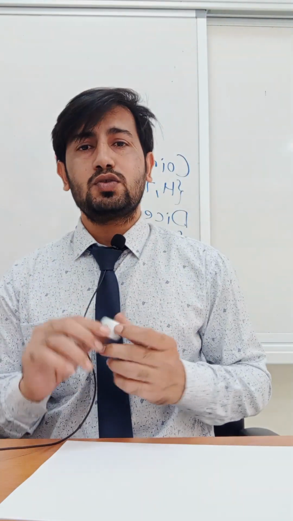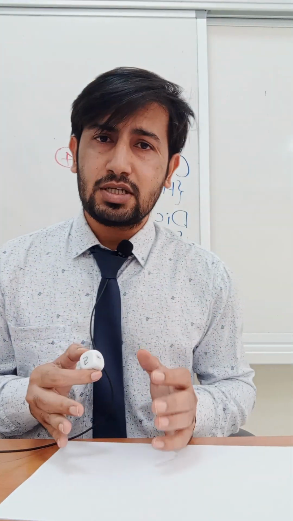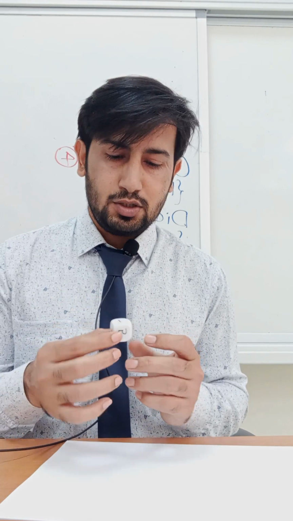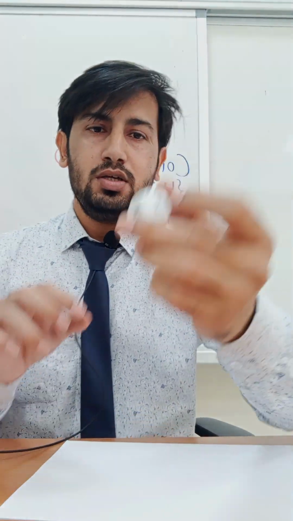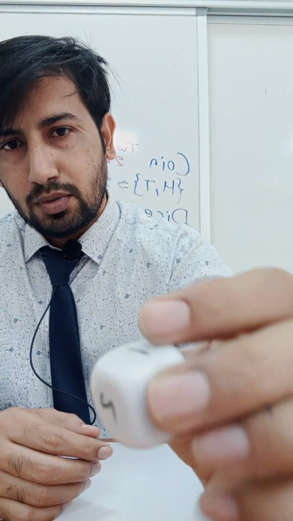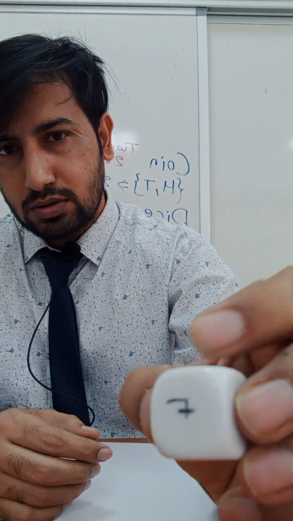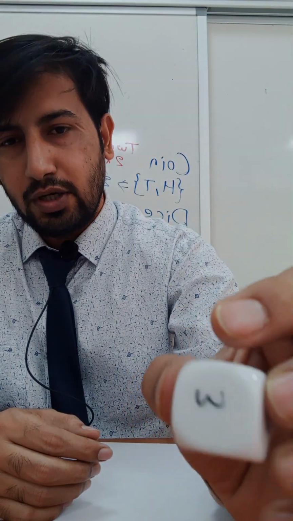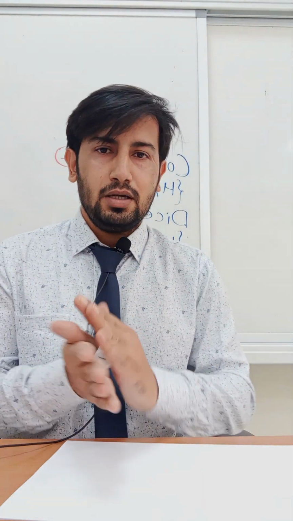Hi everyone, in this video I'm going to talk about some of the basics needed for probability. So first, as you can see, I have this, which is called a dice. In this one you have 6 faces, right? So as you can see here, number 2, 1, 4, 3. Okay, so it has 6 faces.